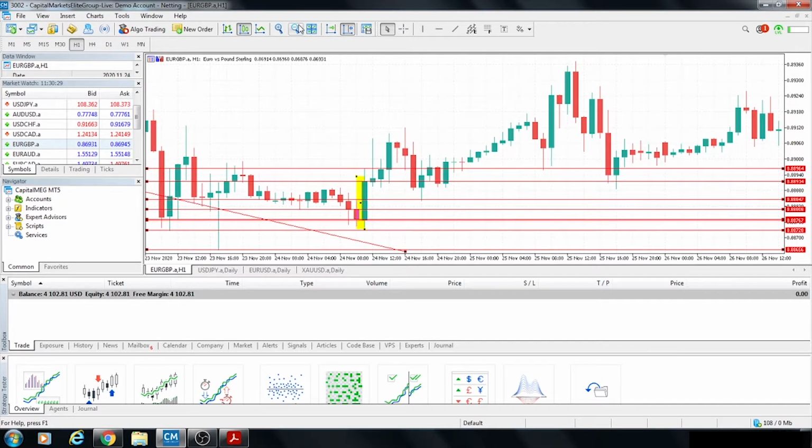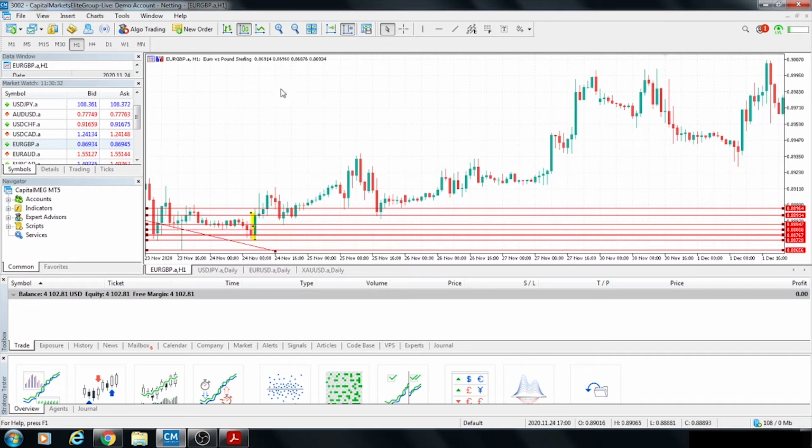If I zoom back out, you can see that the trend changes and it continues to go higher and higher through November through to December. So a few weeks there of rally. So it really is a strong signal. So that's a bullish engulfing.